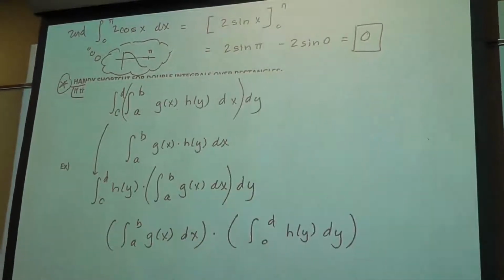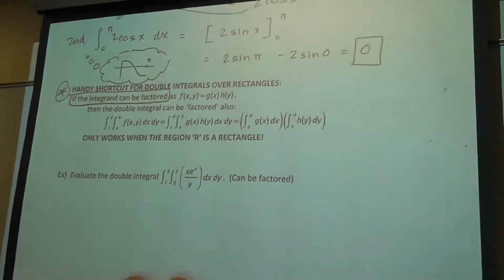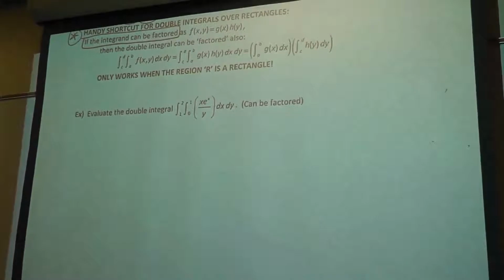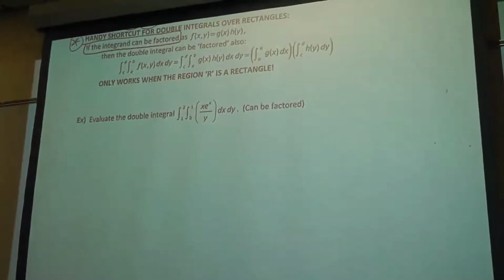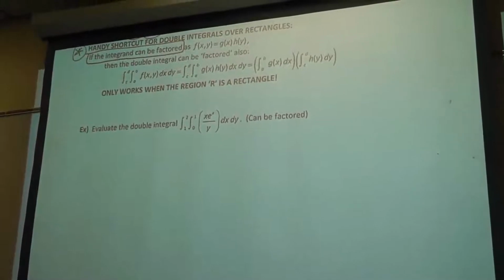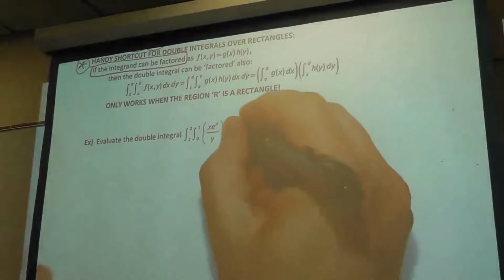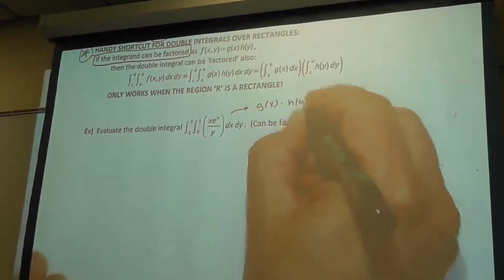So let me show you. It'd be kind of lame if I show you this shortcut and my next example doesn't exemplify it. So this one can be factored. You're integrating over a rectangle, so those are the criteria you want to check before committing to using the shortcut. So how can this integrand be factored as a function of x times a function of y?